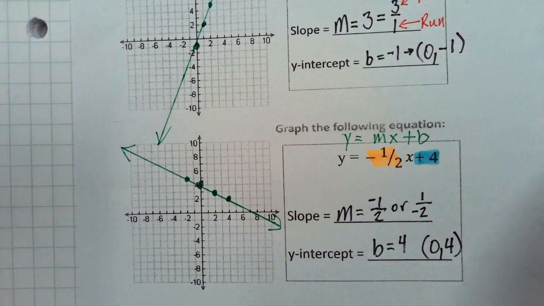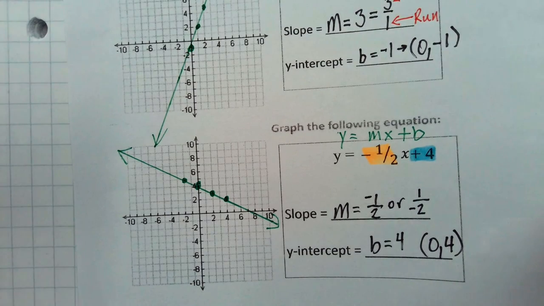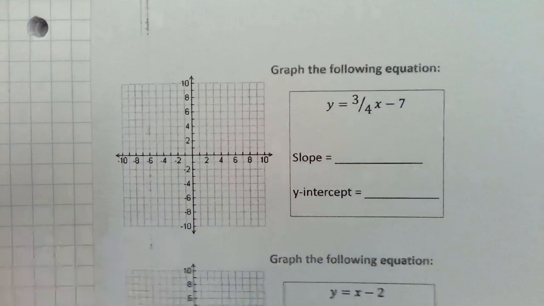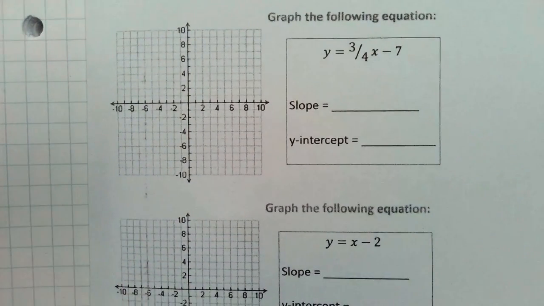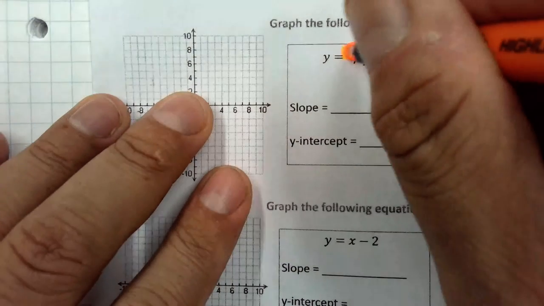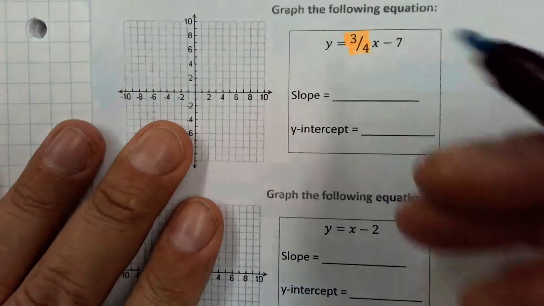All right, you guys ready? Let's do a few more. Okay, the last two are the only things that get a little confusing, but we'll get through them. Okay, so let's see. We're gonna go a little faster. Here's our slope. Here's our y-intercept.